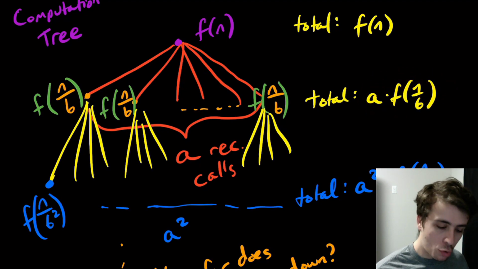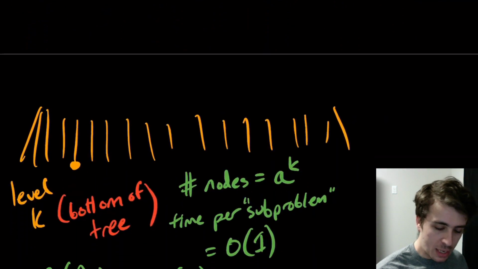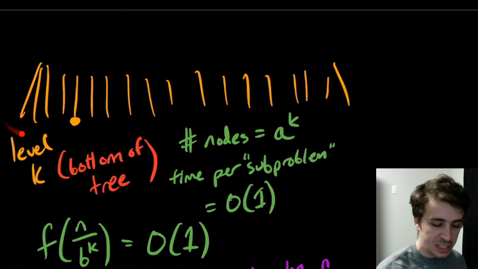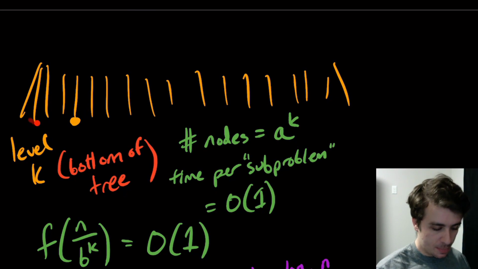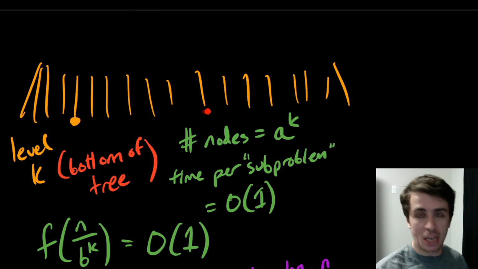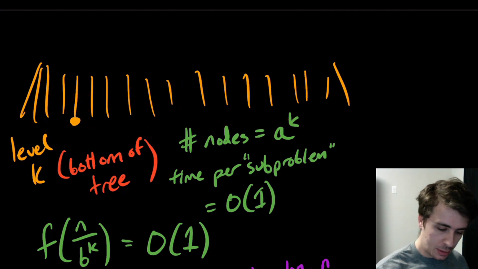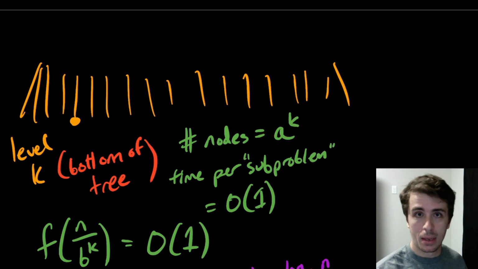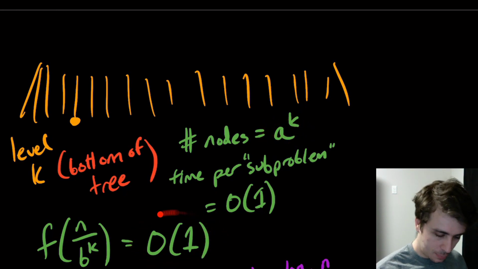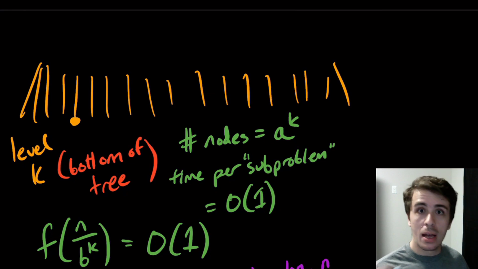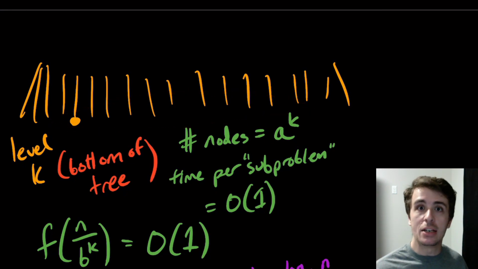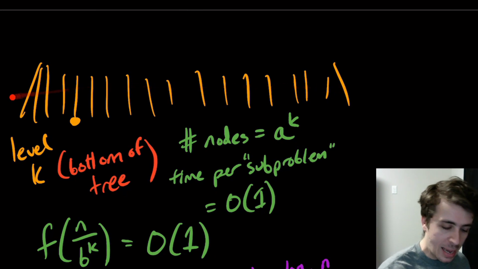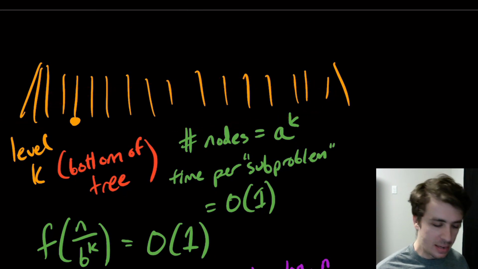what is the total runtime? The total runtime is dominated by the size of the bottom of the tree, because the number of subproblems is dominated by how many there are. There are quite a few down here. So it's a to the k of them. And if the total amount of work across each of the levels is continuing to go up, then it turns out we'll need to look at only the last row, and we'll see why that is.